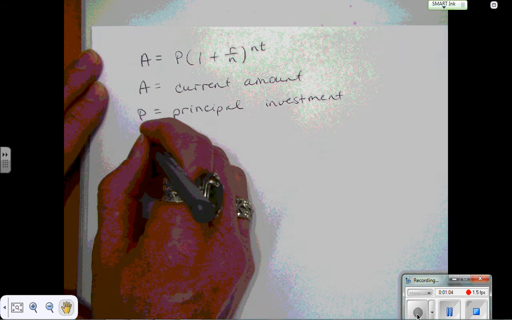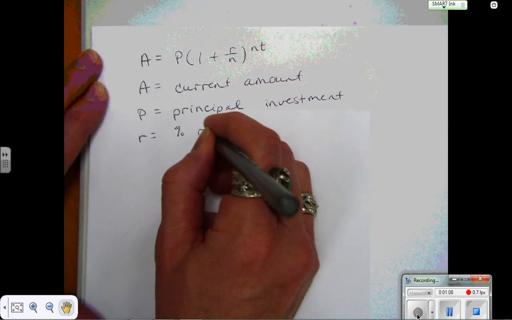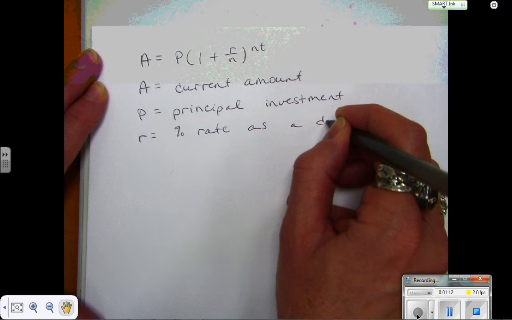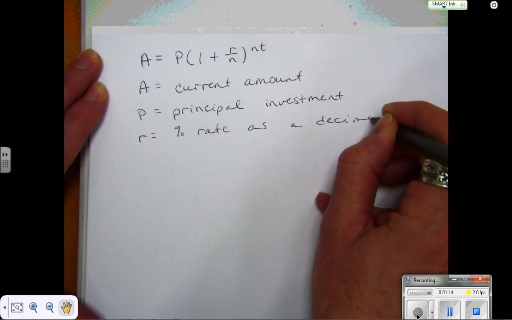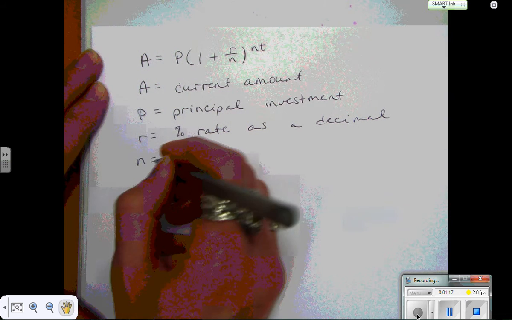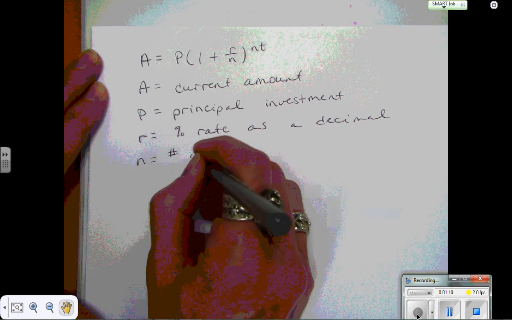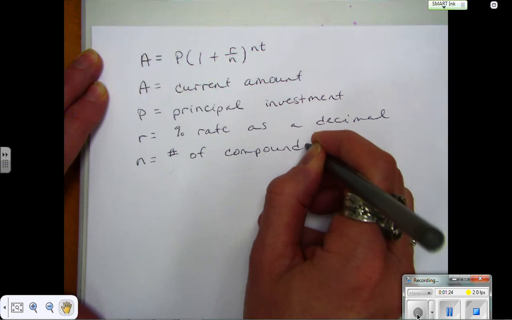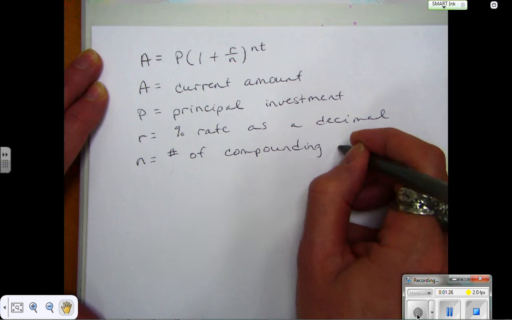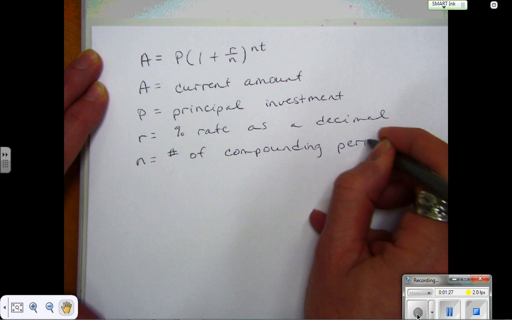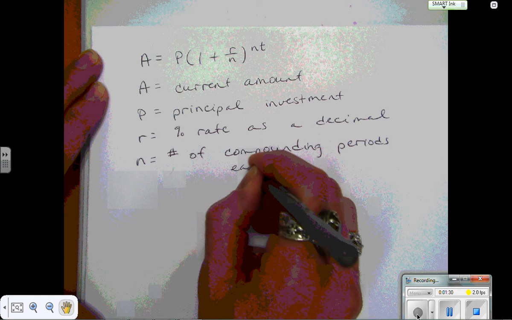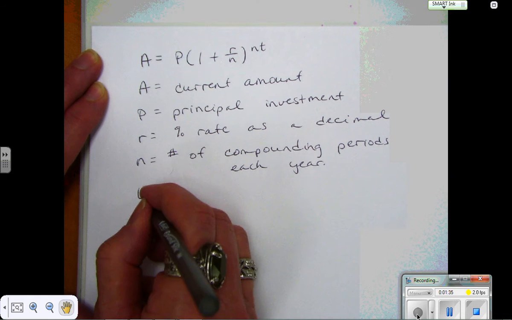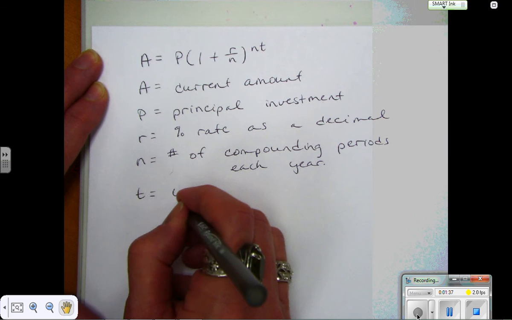R is your percentage rate as a decimal. You always want to change that to a decimal. N is the number of compounding periods each year. And then T is how many years?